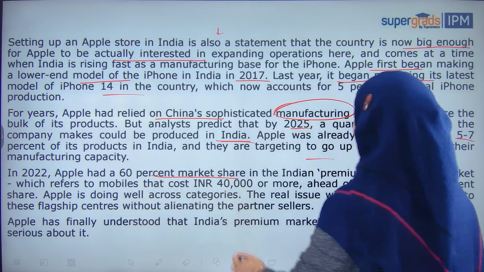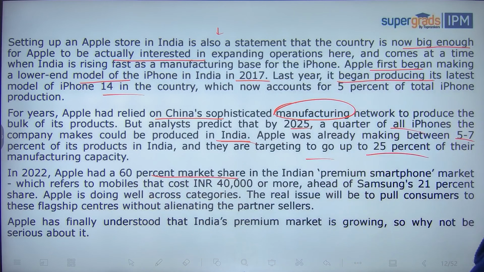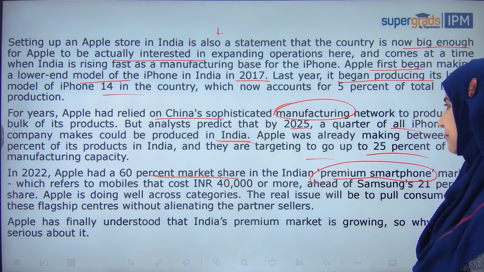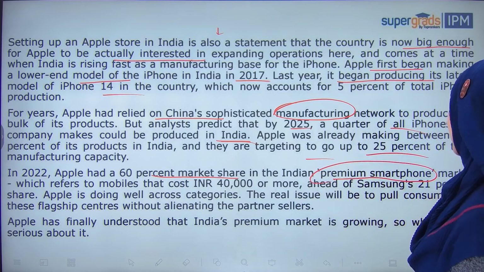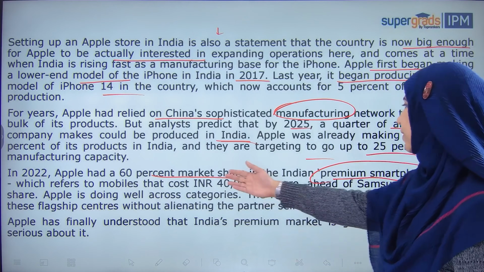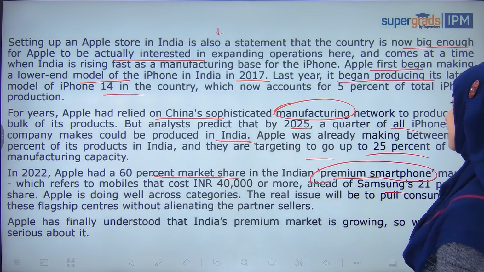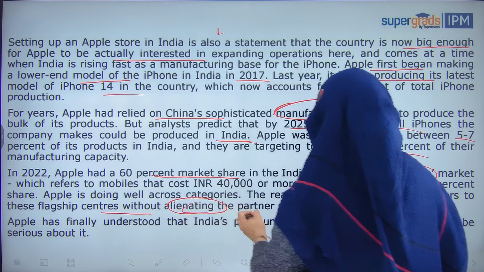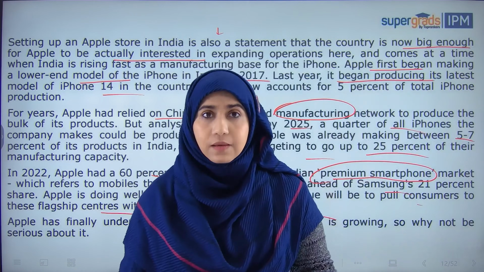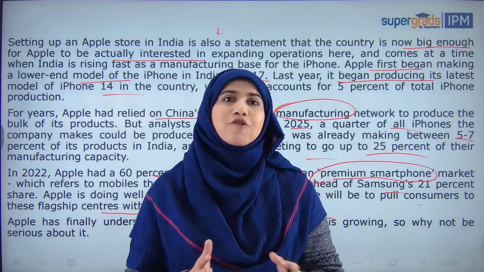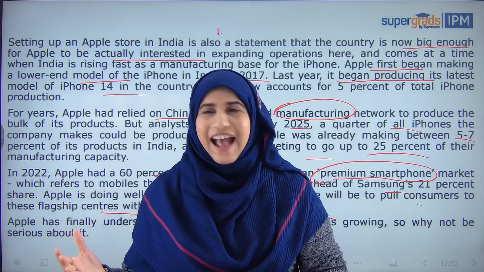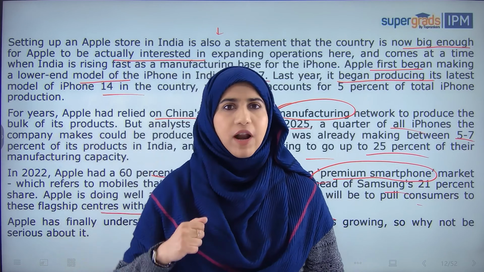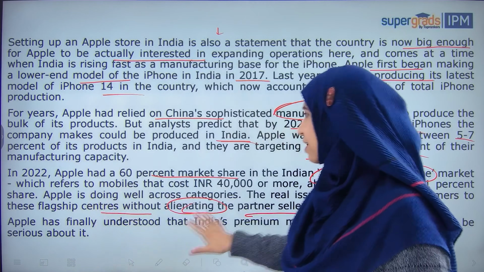Apple had a 60% market share way back in 2022 in the Indian premium smartphone market segment. Okay. And then it was ahead of Samsung. Apple is doing well across different categories. Real issue will be to pull consumers to these flagship centers without alienating the partner sellers. Now, this is a concern, right? The partner sellers should not feel sidelined and they should not get alienated. उनको ऐसा नहीं लगना चाहिए कि अरे यार अब तो ठीक है, अब इन्होंने तो अपने प्रोडक्ट्स खोल दिया, अब हमारा क्या होगा, हम भी नहीं इनके बेचेंगे, ऐसा नहीं होना चाहिए.